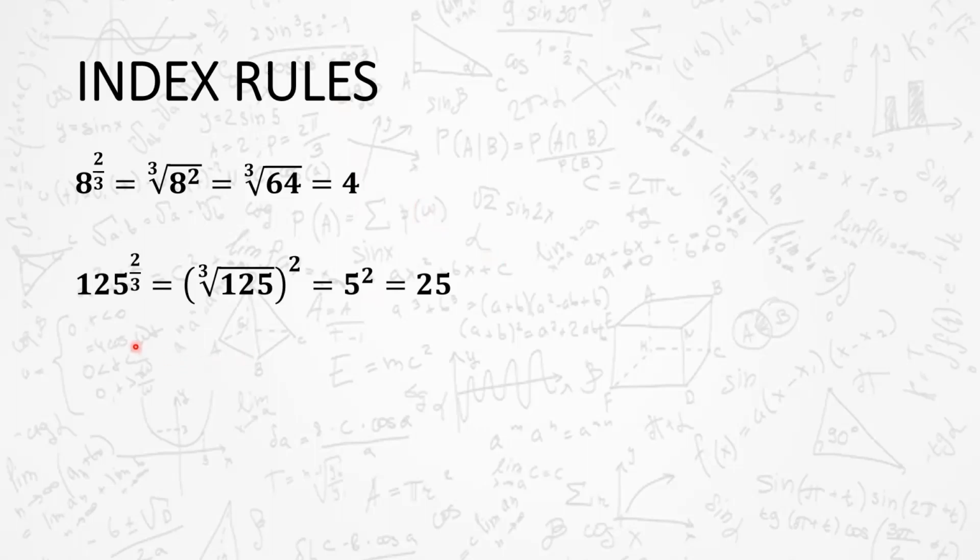Next question, we have 125 to the power 2 over 3. Again, this one, because 125 is a biggish number, I'm going to root it first to make this number smaller. Otherwise, 125 squared will be a very large number. Cube root of 125 equals 5. Then to the power 2, we have 5 to the power 2 equals 25. So this is a little strategy there.